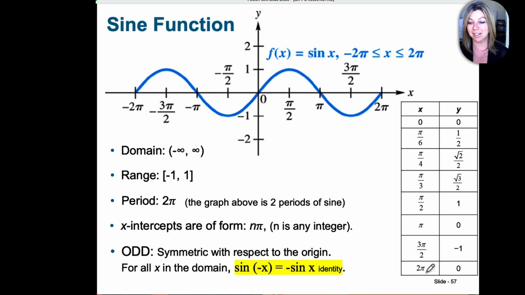In radians, it's 2 pi. In degrees, you would see it as 0 degrees or 360 degrees. And sine at that many radians has a value of 0. So this table right here is frequently used, with the special angles and the quadrantal angles, but in radian form. All right, so that's sine in general.